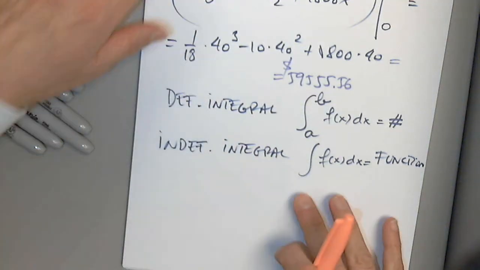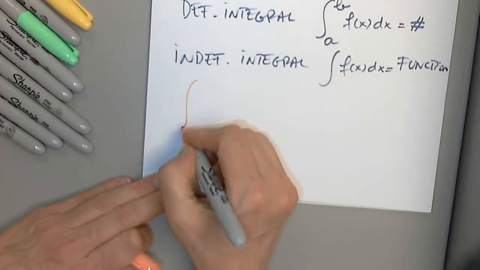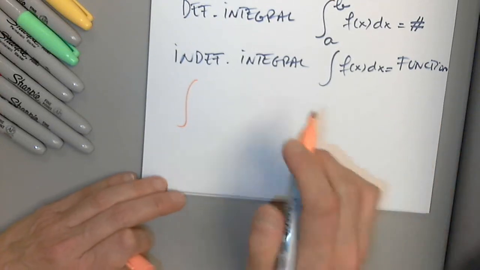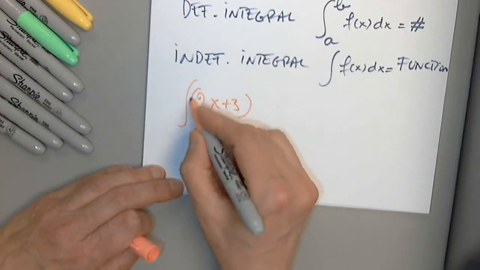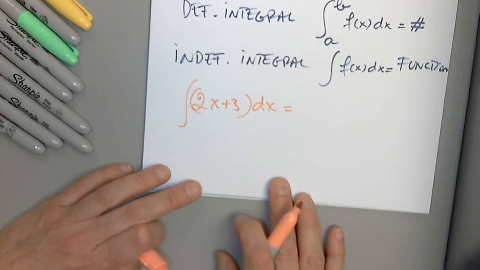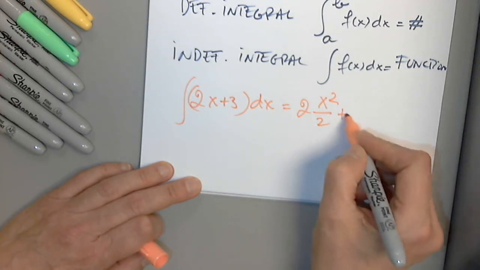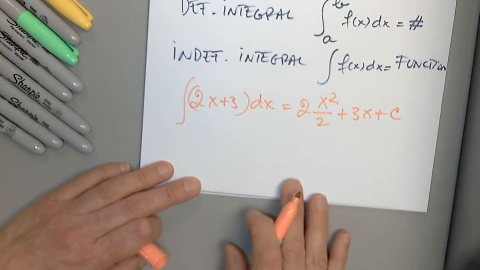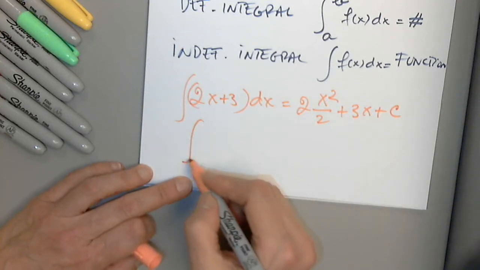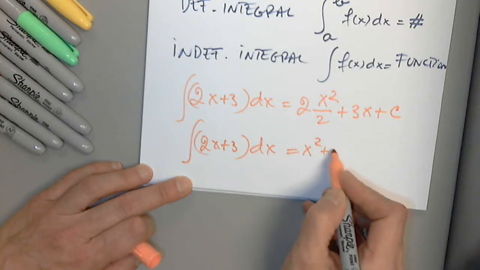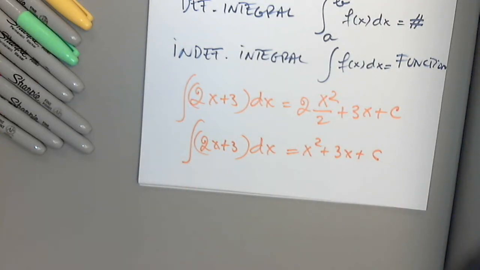Let's look at an example. Let's say the integral from, give me a function, any function you want. 2x plus 3. Good, a simple one, very good. That's perfect. So this is 2 times x squared over 2, plus 3x, plus a constant c. And after I simplify, the integral of (2x plus 3) dx equals x squared plus 3x plus c. Would you agree so far? So why did you do the 3x?